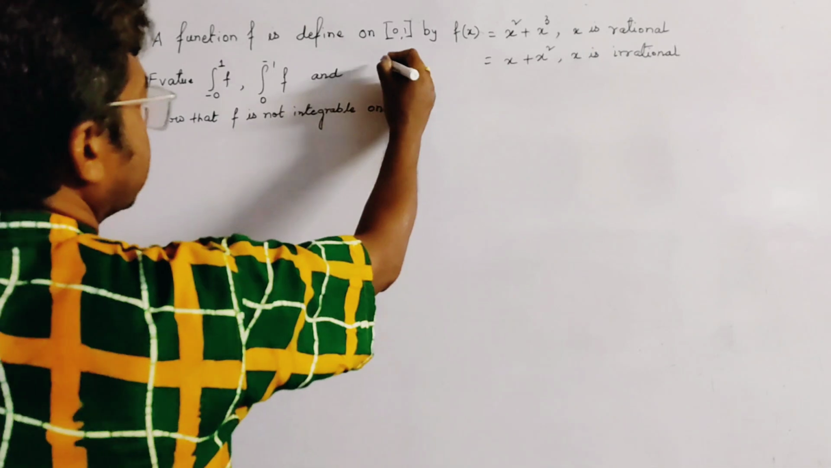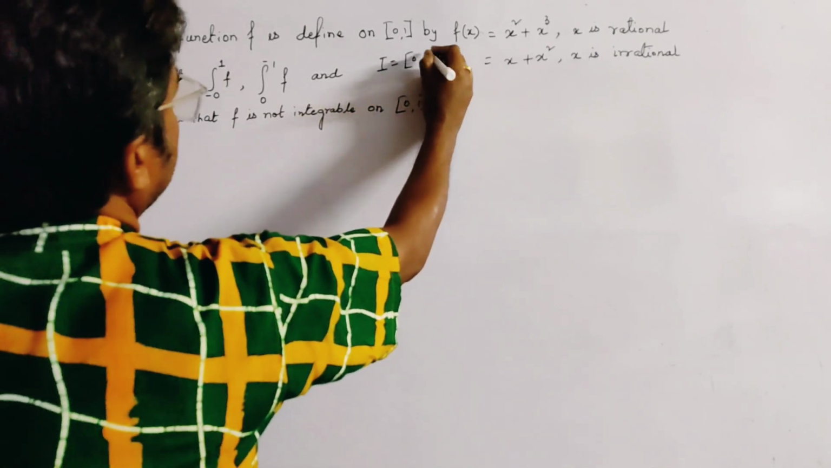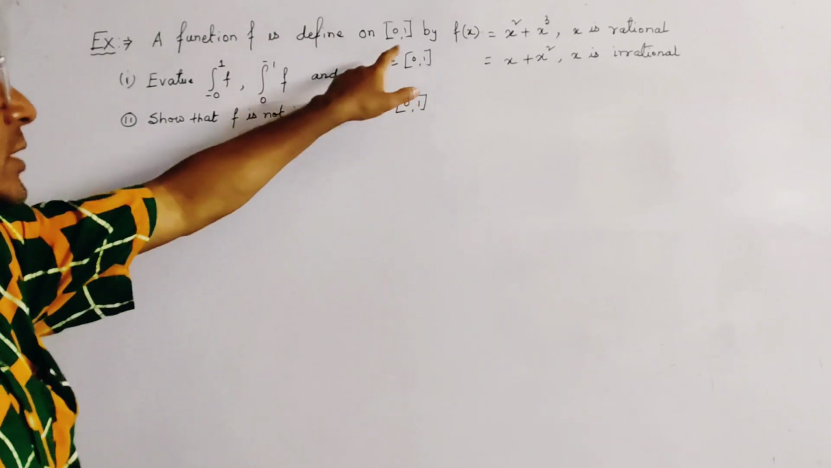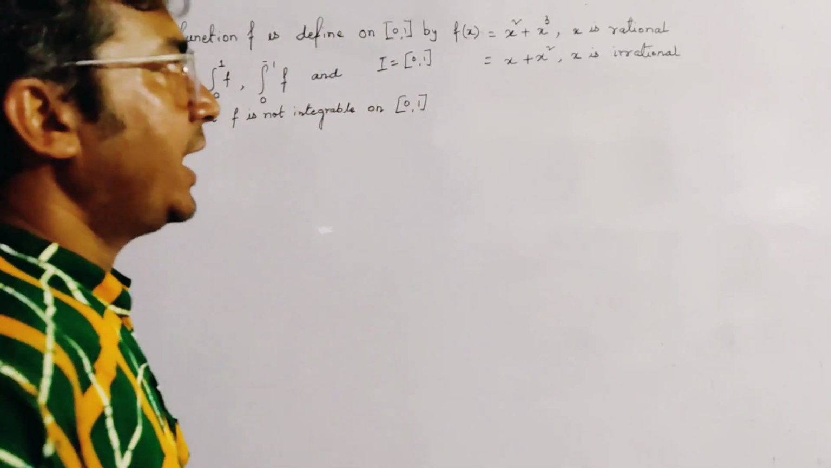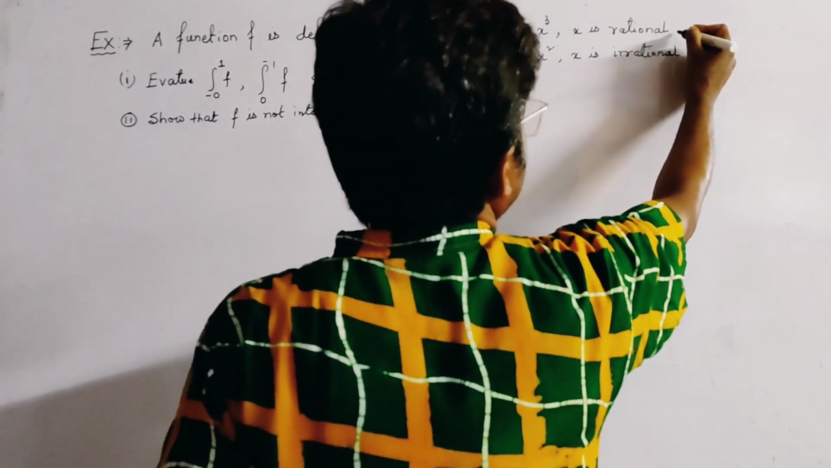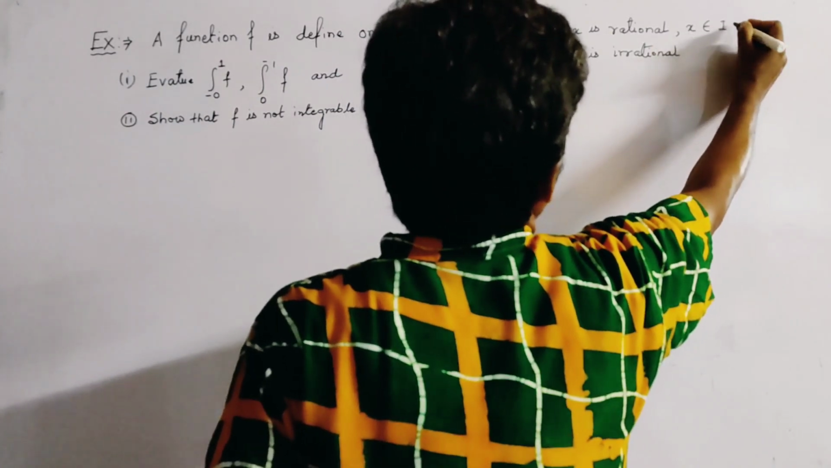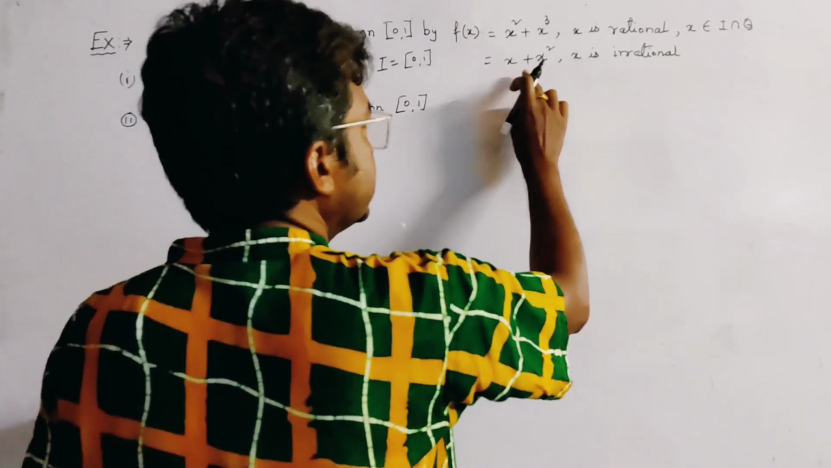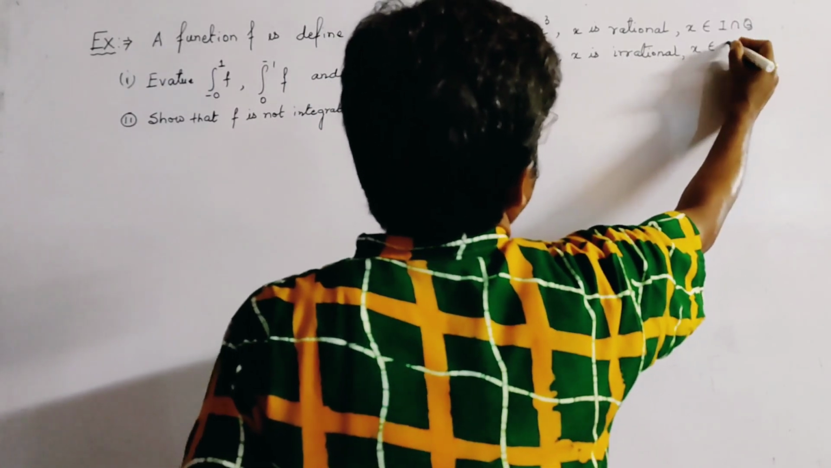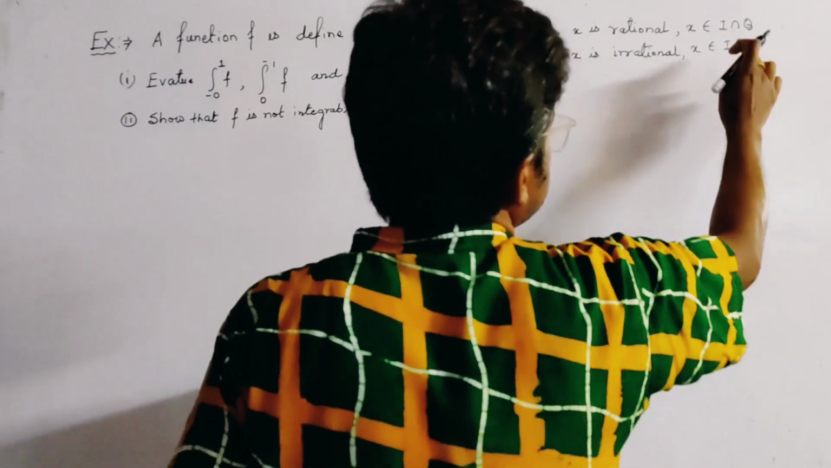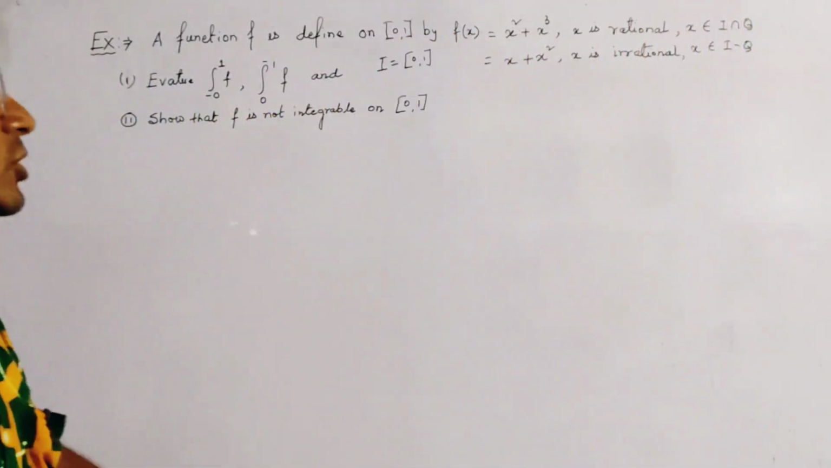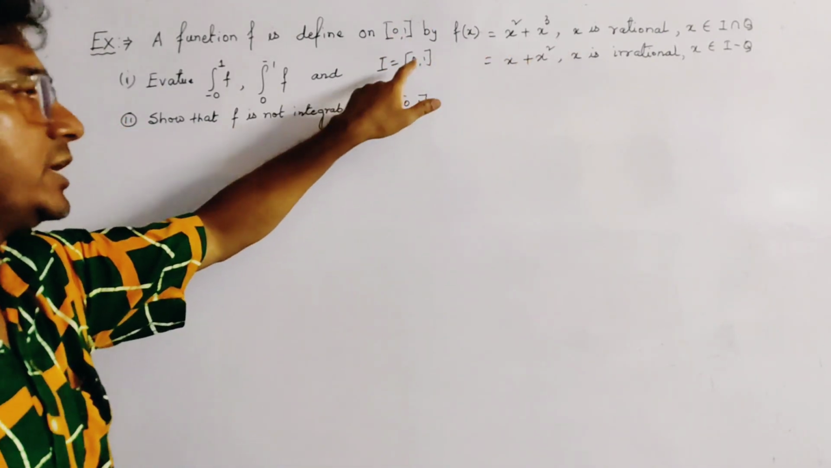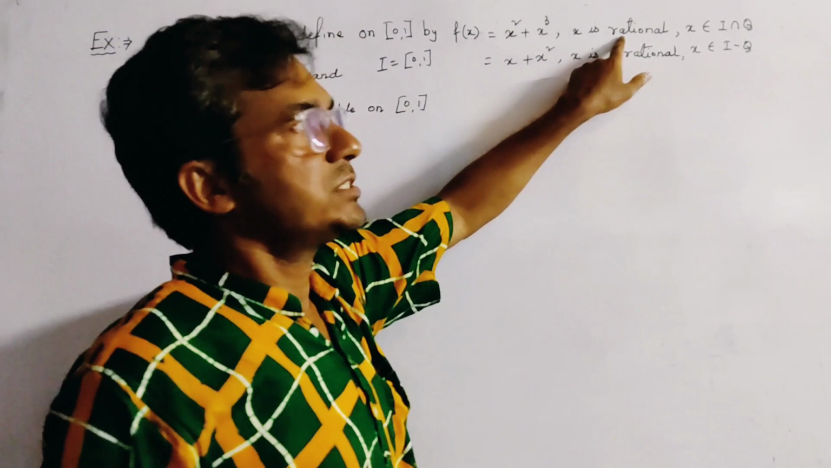We first let I equal [0, 1], because we cannot write 0, 1 repeatedly. We write this interval as I. And x rational means we can also write x belongs to I intersection Q, where Q is the set of rational numbers, and x irrational means x belongs to I minus Q. I intersection Q means the rational numbers in [0, 1], and I minus Q is the irrational numbers in [0, 1]. Here it is given in language: this is rational, this is irrational.